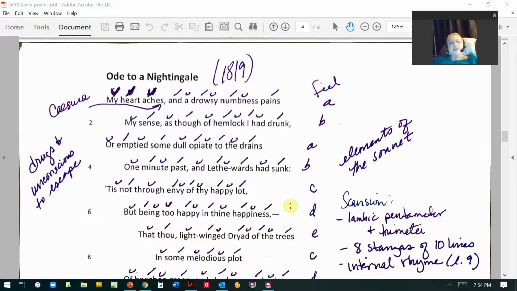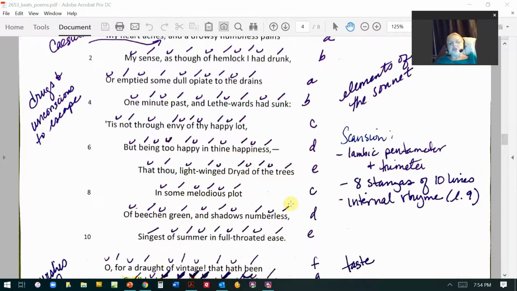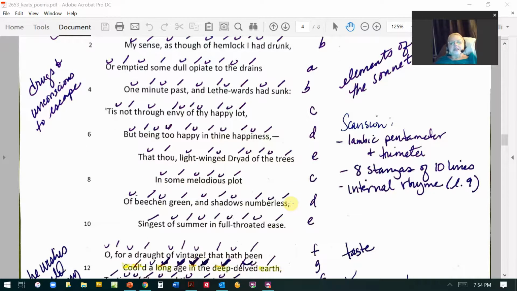'Tis not through envy of thy happy lot, but being too happy in thine happiness, that thou, light-winged Dryad of the trees, in some melodious plot of beechen green, and shadows numberless, singest of summer in full-throated ease.